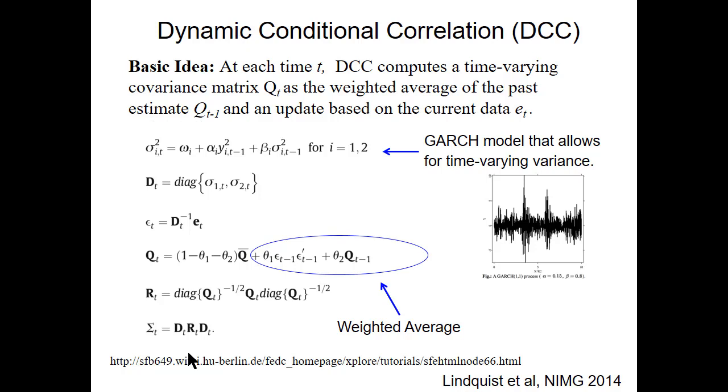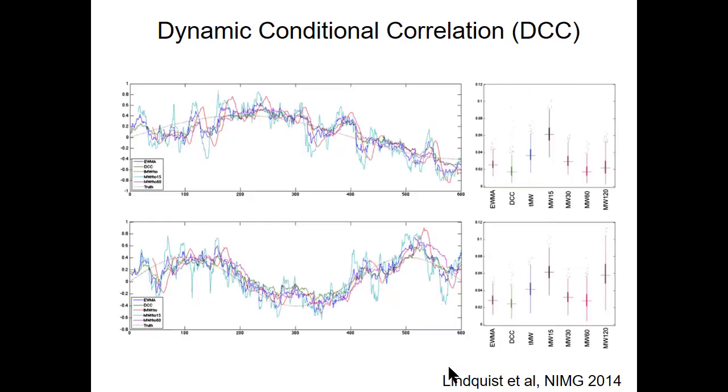So at every time step, you're updating this estimate of the covariance matrix, which is essentially the correlation between the two time series. That's the basic idea, and the current estimate is based on a weighted average of the previous estimate and an update based on the current data. This has some nice theoretical properties, which you can read about in the Lindquist paper. But one idea is that, at least in simulations, it does much better at capturing ground truth.